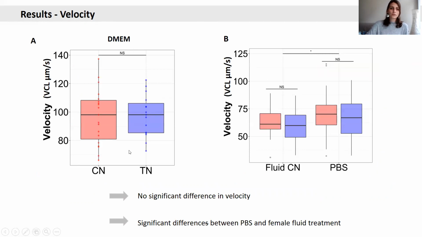As a result, we found that in this neutral environment, there was no significant difference between the two species in the velocity. But what was surprising is that in the female fluid, for conspecific or heterospecific treatment, we did not find any differences in the velocity again, as well as in PBS. But what we found is that the protein composition of the common nightingale female fluid reduced the velocity of the sperm compared to PBS, but it reduced in the same way, so there were no differences between the two species.